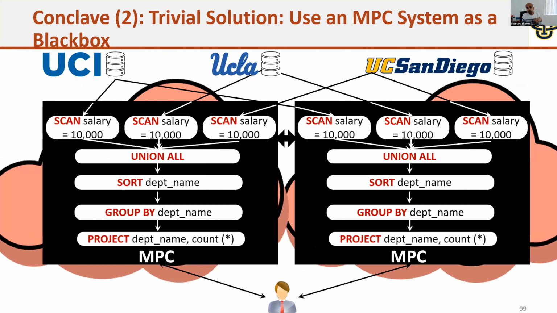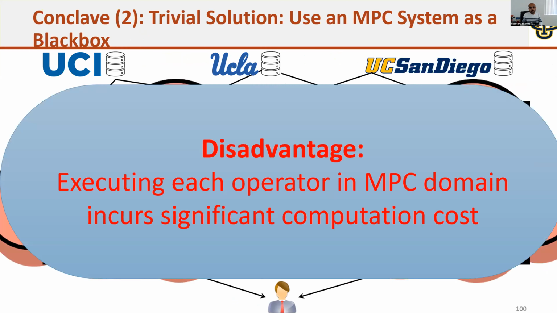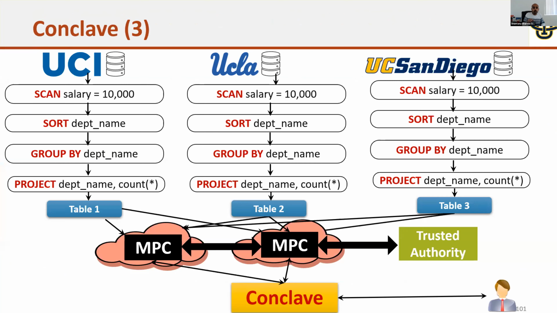And what will the trivial solution do in the black box? First, it will scan everything, then perform union operation, sort, group by, and project. So all these operations will go on at the MPC side. We can avoid doing so many complex tasks at the MPC, and this is the disadvantage of the approach, that you are doing everything in the MPC domain. This is the proposed solution by Conclave.